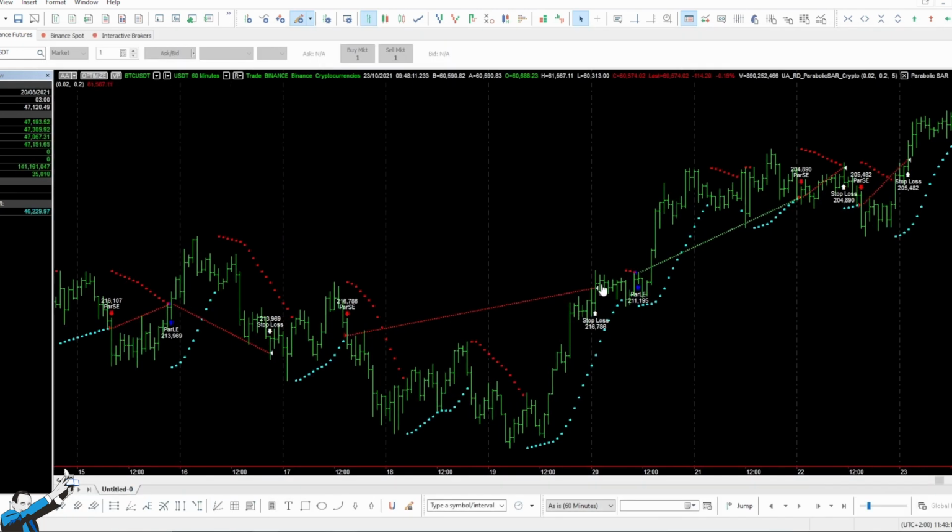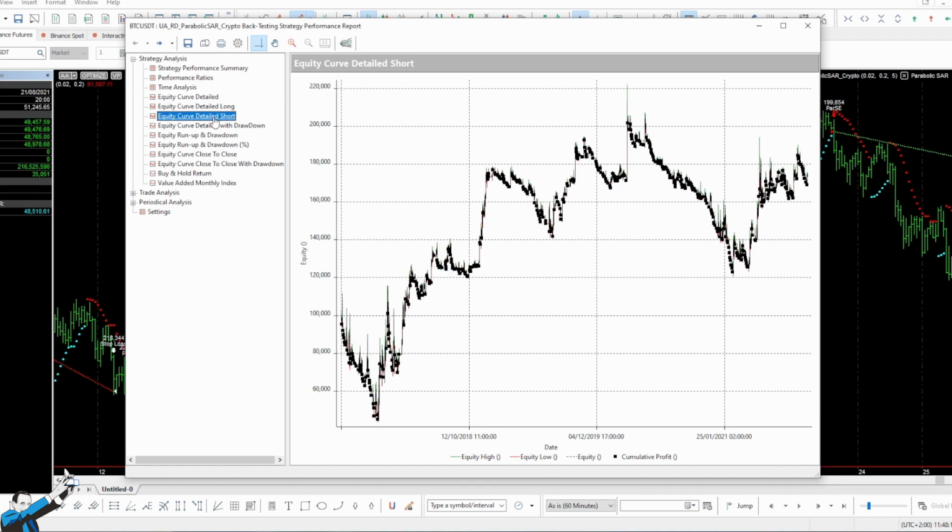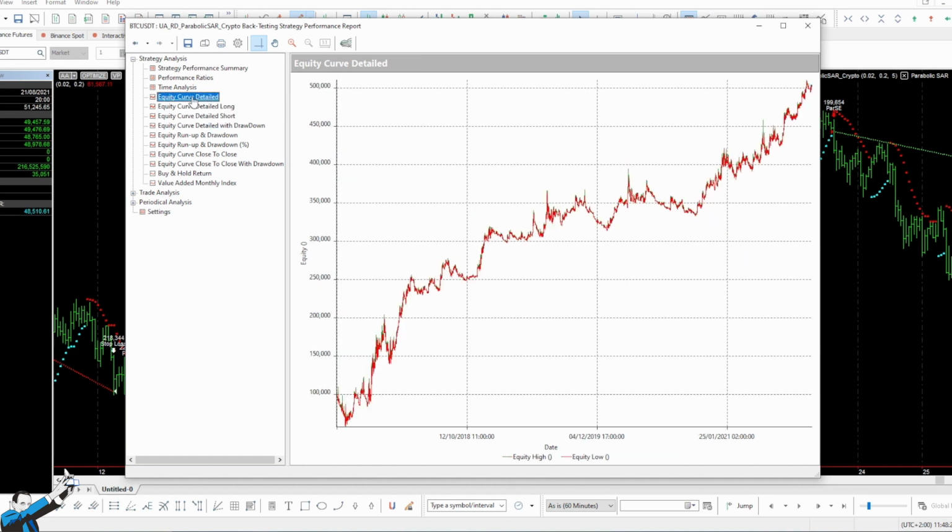As you can see, the stops have appeared, and let's see how the strategy reacts. Well, it is definitely better than before. The equity curve of the long trades is performing better and better, and even the equity of the short trades is making some money. I mean, what can I say?